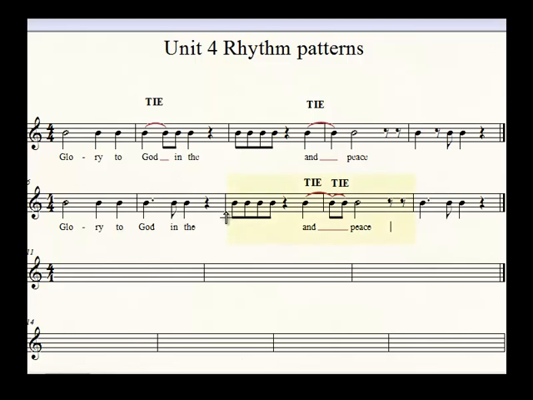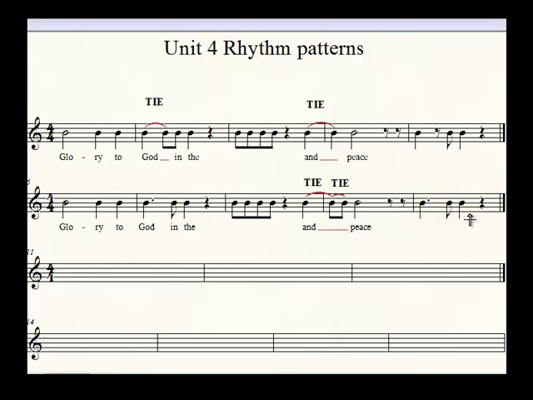Let's try it one more time. Bar 3 and 4. 1, 2, here we go. Ta, ta, ta, ta, rest. And peace. Continue. Ta, ti, ta, rest.